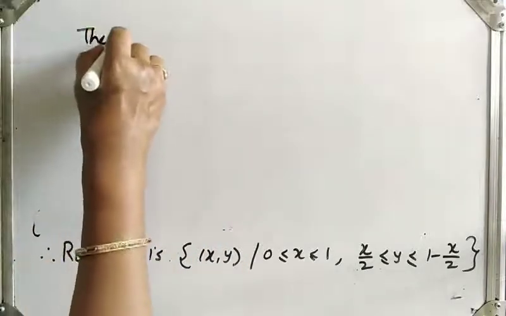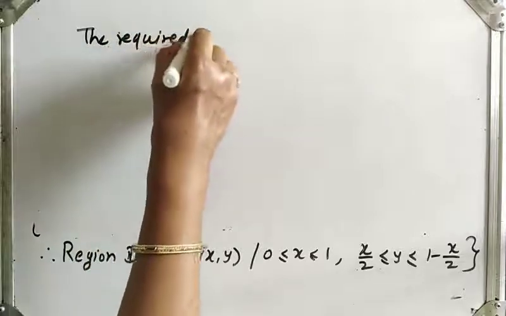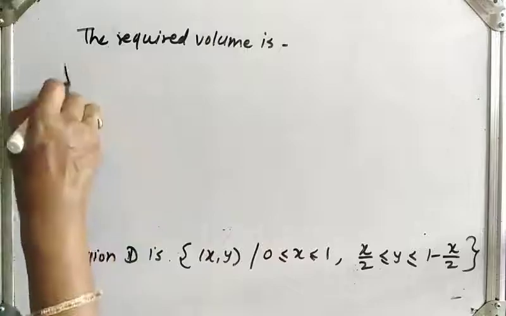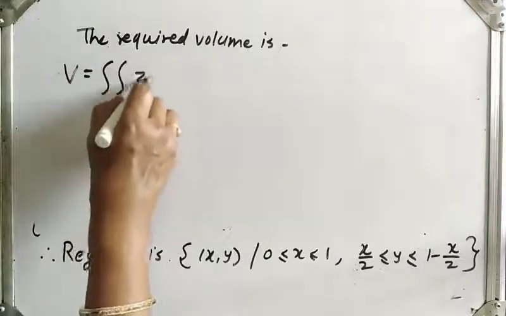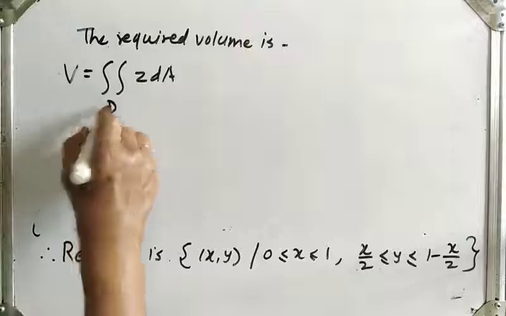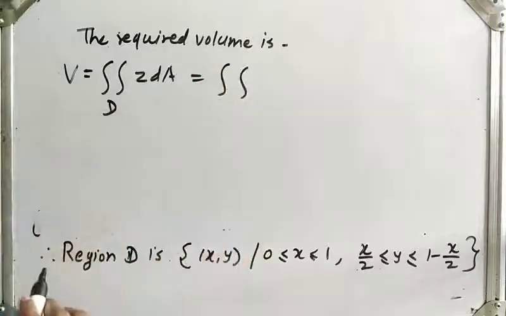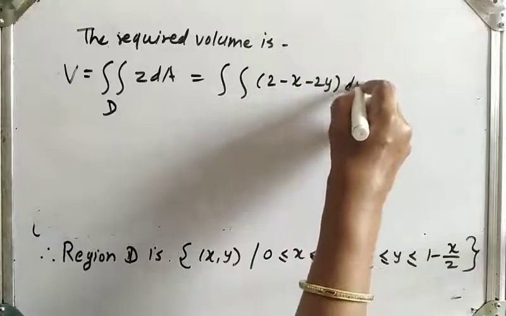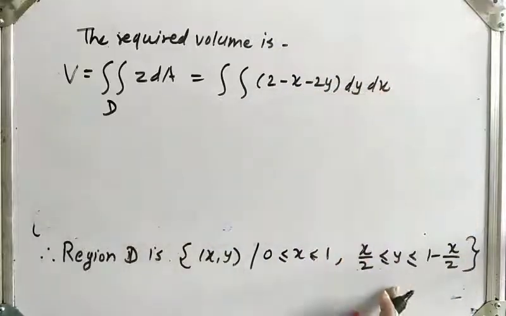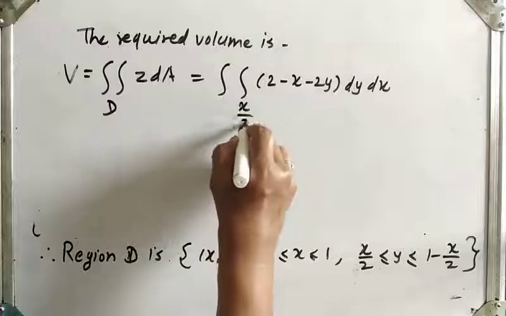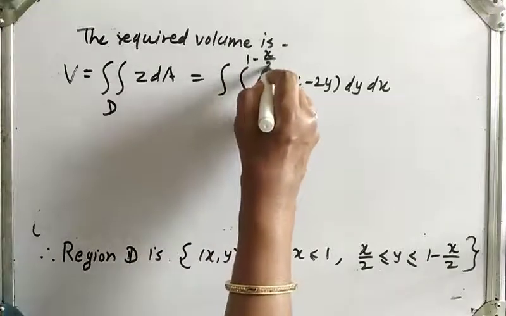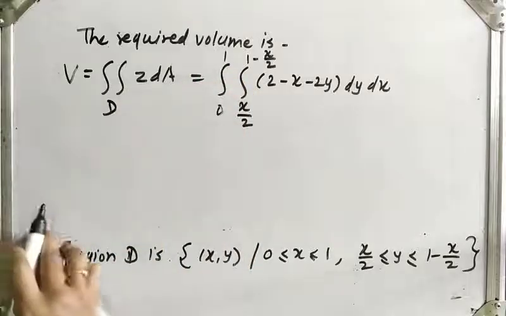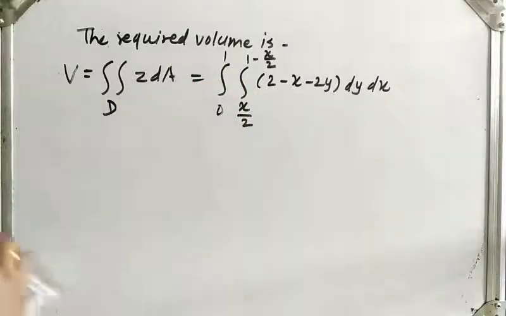The required volume is, therefore required volume V is double integral z dA over region D. That is double integral. What is z? z is 2 minus x minus 2y dy dx. Limits of y are x by 2 to 1 minus x by 2, and limits of x are 0 to 1. Okay, and after this step we will solve this integral.